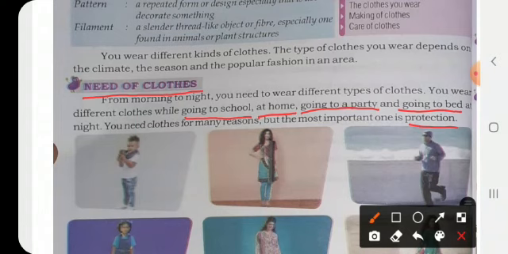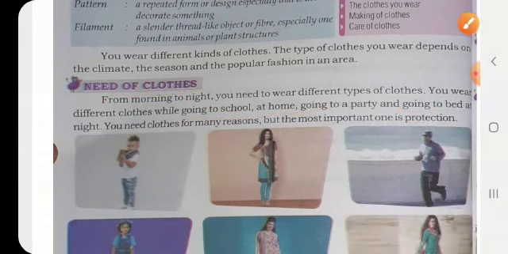protection. The most important reason for wearing clothes is protection. Protection from what? From the climate, from the weather, and all.